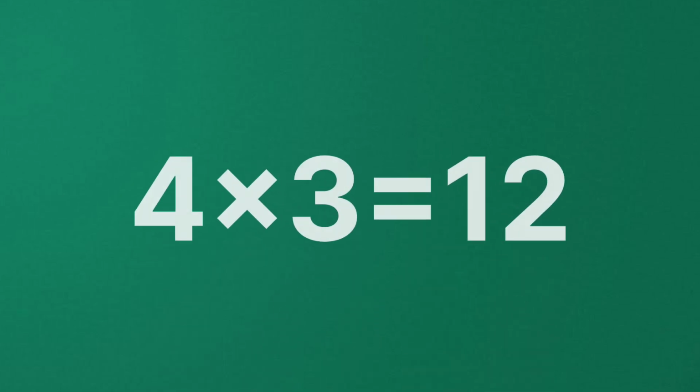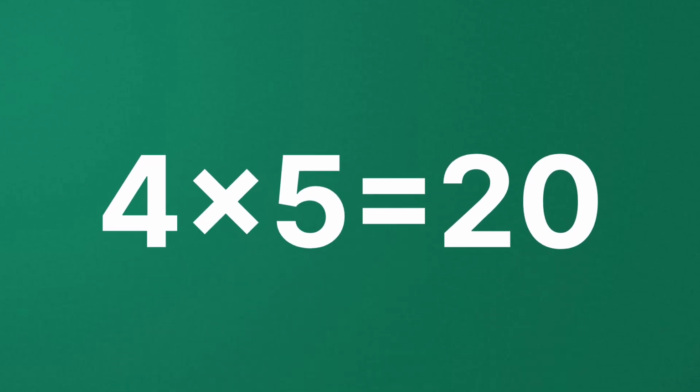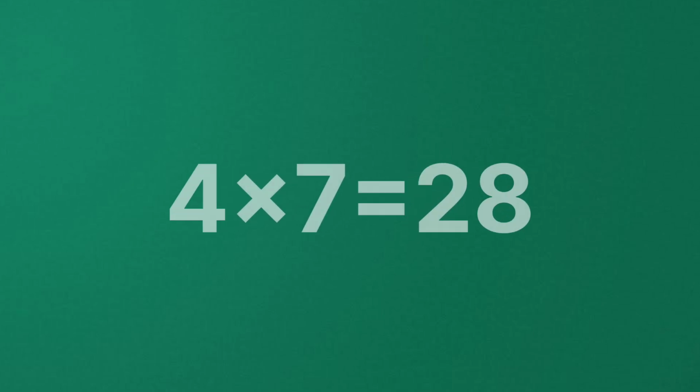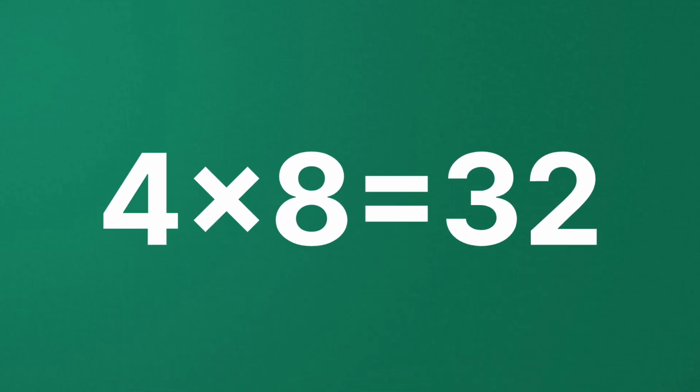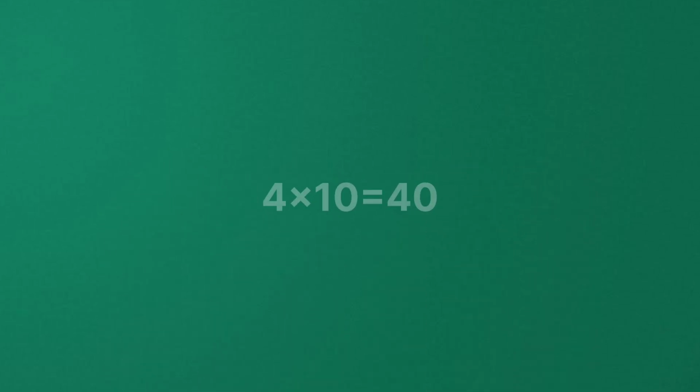4 threes are 12. 4 fours are 16. 4 fives are 20. 4 sixes are 24. 4 sevens are 28. 4 eights are 32. 4 nines are 36. 4 tens are 40.